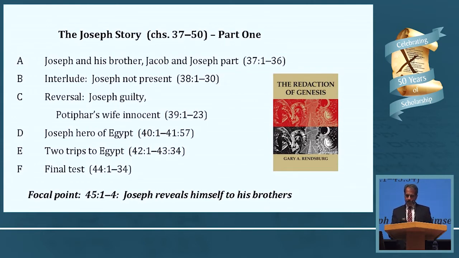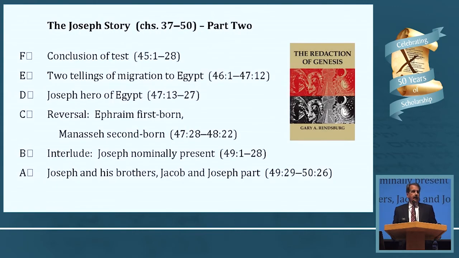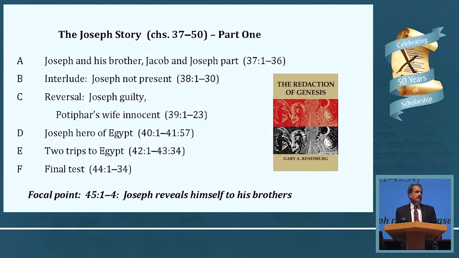We're now on to the next page, page 26 of the handout. Units A through F, again, the first half of the Joseph story. And my second image here, units F prime through A prime, the unfolding of the Joseph story leading to the very end of the book of Genesis. The focal point, a very easy one to find, right in the middle of the story, chapter 45, verses 1 through 4: Joseph reveals himself to his brothers.